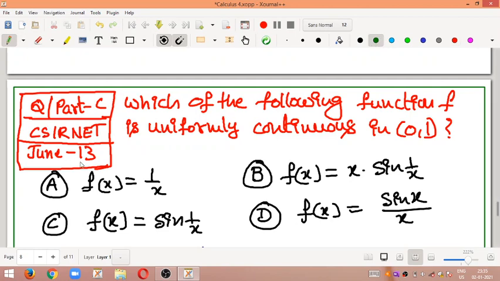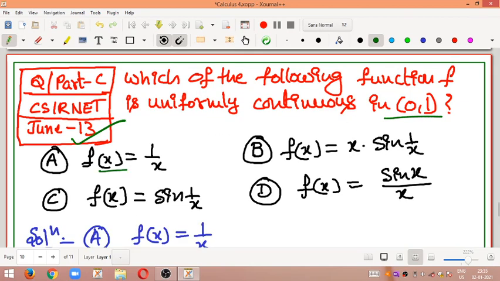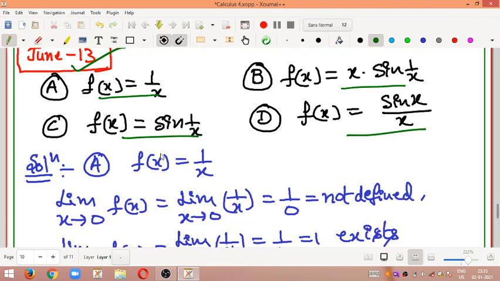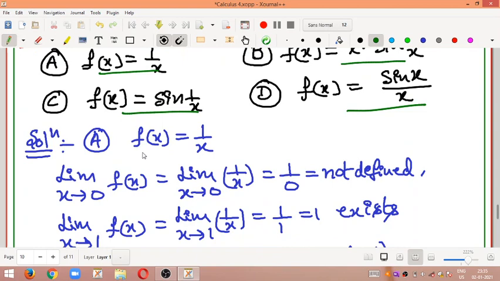See here, this is the June 13 question. Very beautiful question. Which of the following functions f is uniformly continuous in the given interval (0, 1)? Here the functions are like this: f(x) = 1/x; f(x) = x sin(1/x); f(x) = simply sin(1/x); and f(x) = sin x / x. We want to check each and every case.